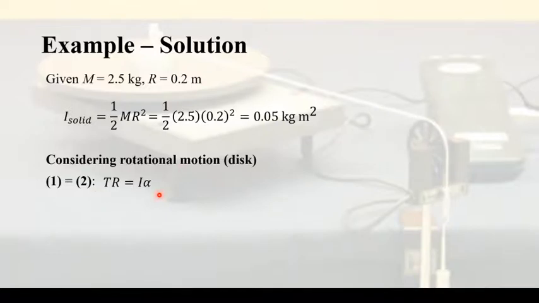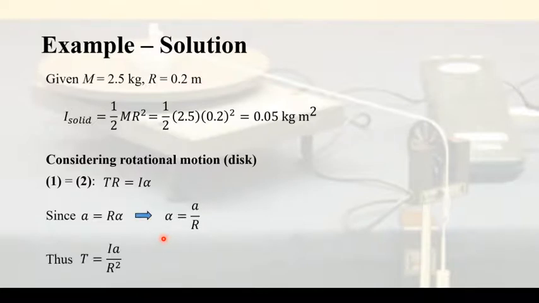So TR equals I alpha. You don't have to write sine 90 degrees anymore because it equals 1. Then I'm going to rearrange the equation. A equals R alpha. Therefore, I have T equals IA over R squared. The reason why I substitute alpha with A over R is because I try to reduce the unknowns.